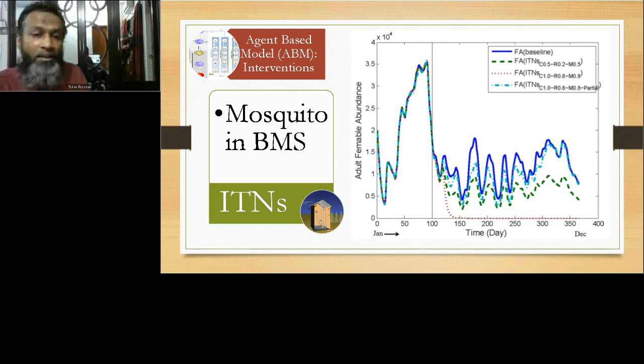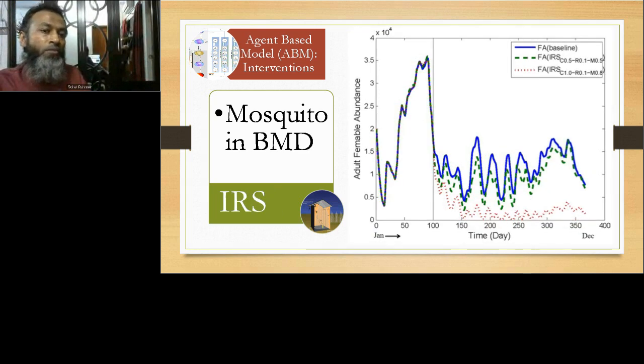And then we have applied different combinations of ITNs. And as you can see, the different combinations of ITNs have resulted in lower female abundance. So when we have lower female abundance, we hypothesize that the malaria incidence will be lower. So this was our conceptual model, and because we had only female abundance data, we modeled the ABM in this way.